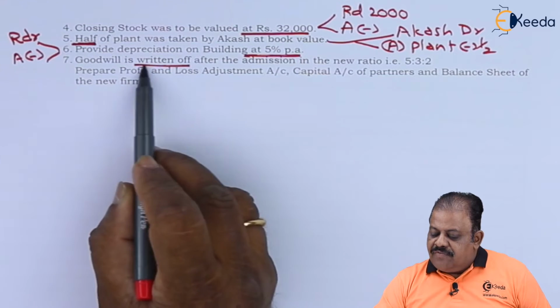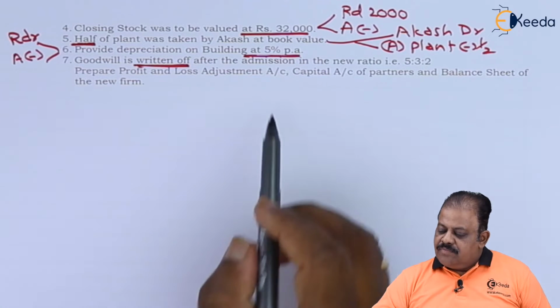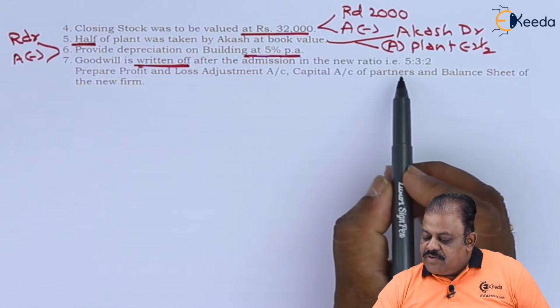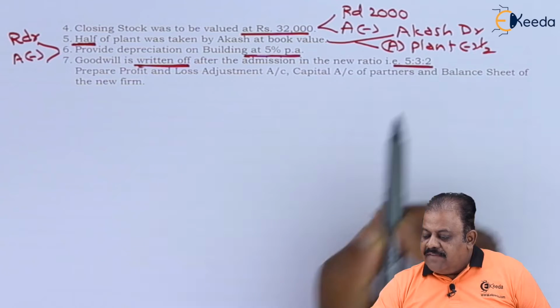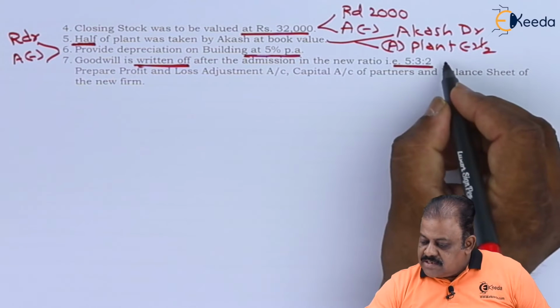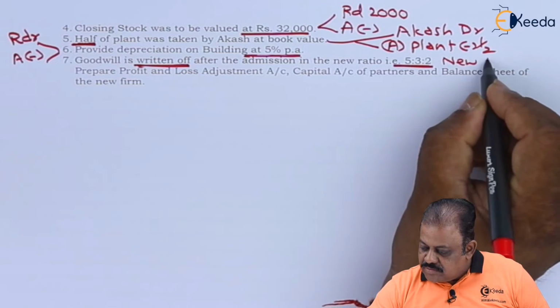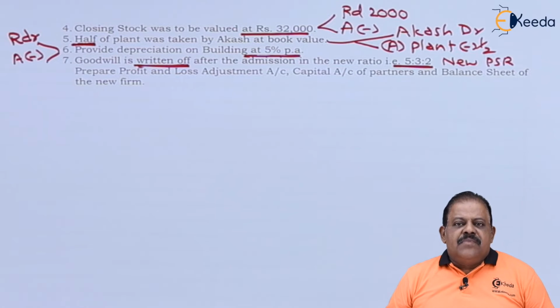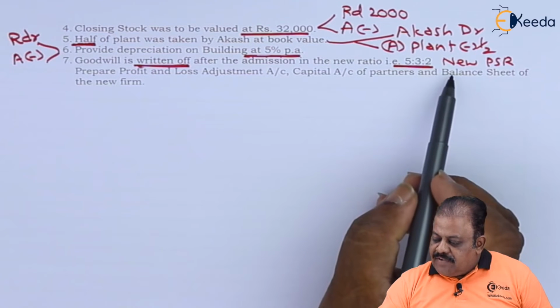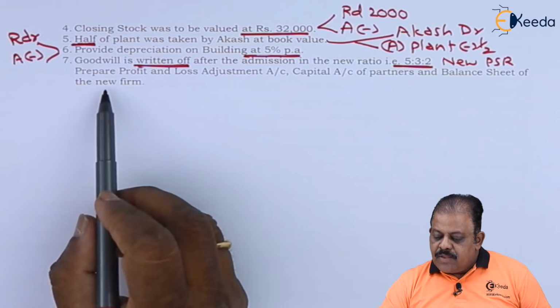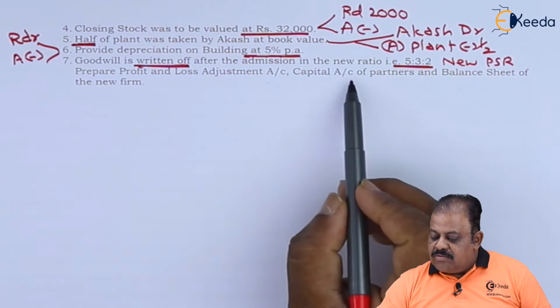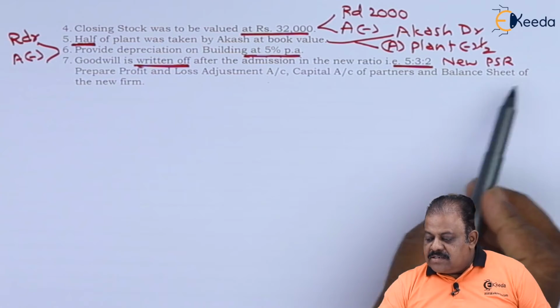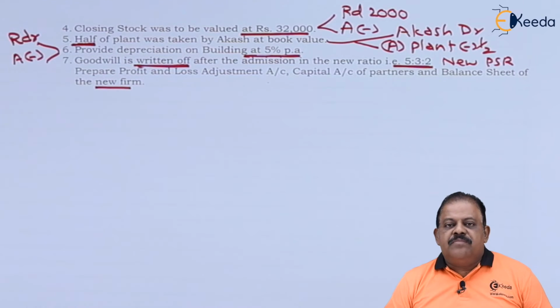Goodwill is raised and written off after admission of the new partner in the ratio of 5:3:2. This is the new profit sharing ratio. Goodwill will be raised in the old ratio and written off in the new ratio. Prepare profit and loss adjustment account, capital accounts of partners, and balance sheet of the new firm.